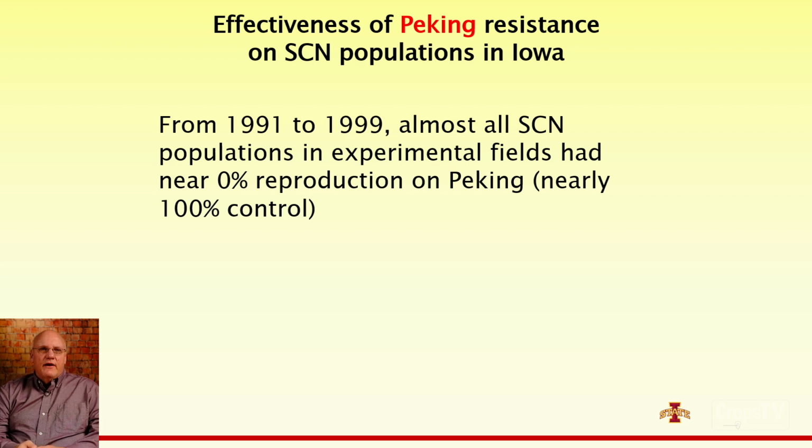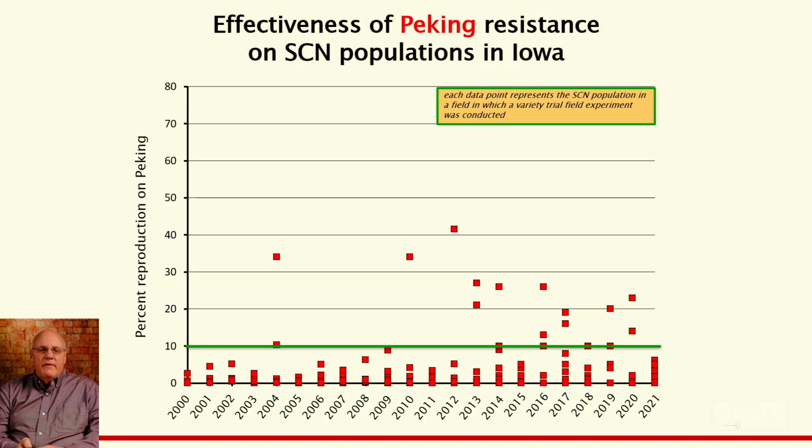Now, looking back at the same type of data, but for Peking resistance, in the decade of the 90s, it worked extremely well. We saw virtually no reproduction on pure Peking from any SCN population we found in any farmer's field. And then here is a graph formatted very similar to the last graph I showed you. Percent reproduction on the vertical axis on the left, the years from 2000 to 2021 across the bottom, and the red squares you see here now represent the level of reproduction of SCN populations in farmers' fields on Peking.